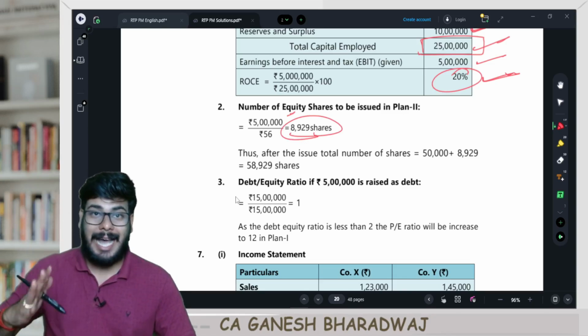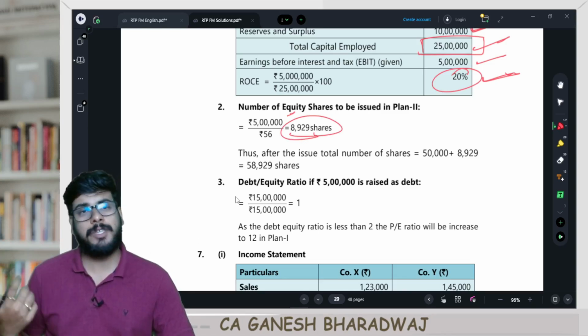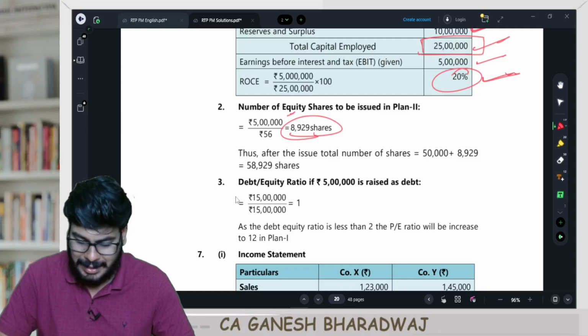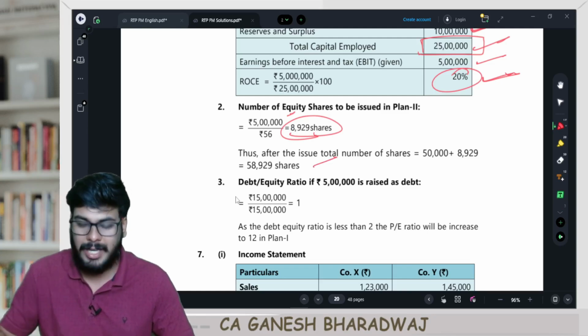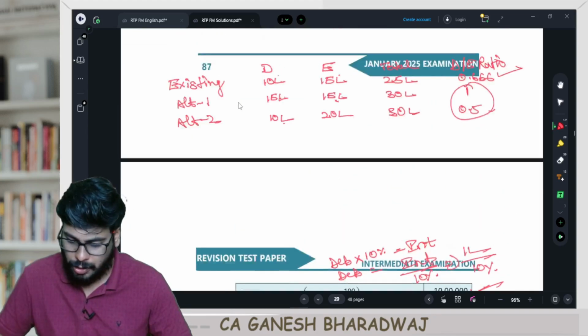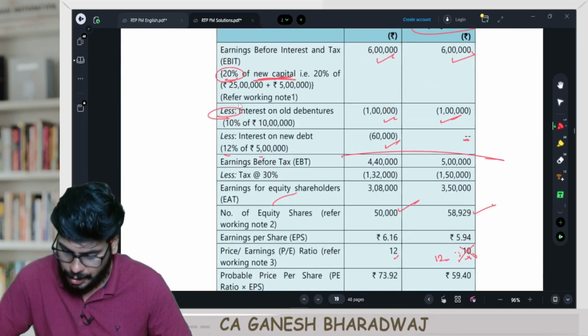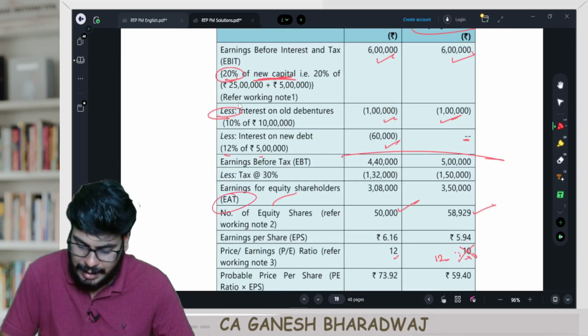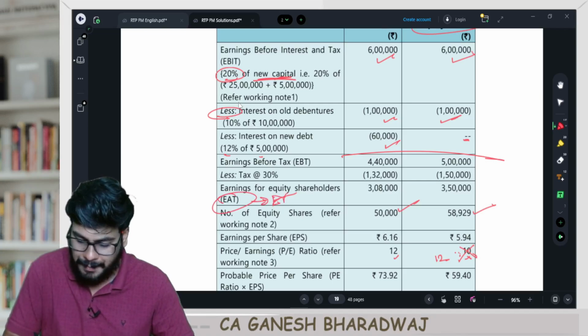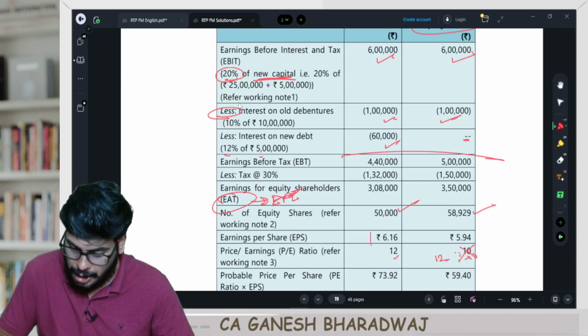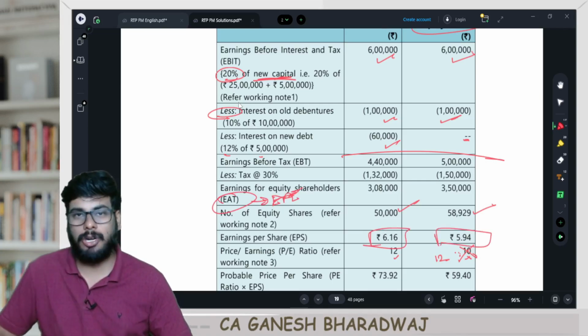So, in other words, after the fresh issue of shares, what will be the total number of shares? 50,000 plus 8,929 shares. It's going to be 58,929 shares. So you just go up and you can update it here. So you divide the current earnings after tax, this is also your EAT, EAT divided by number of shares, you get the EPS under both the alternatives, right?